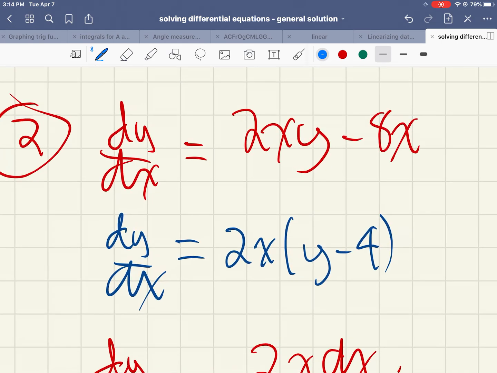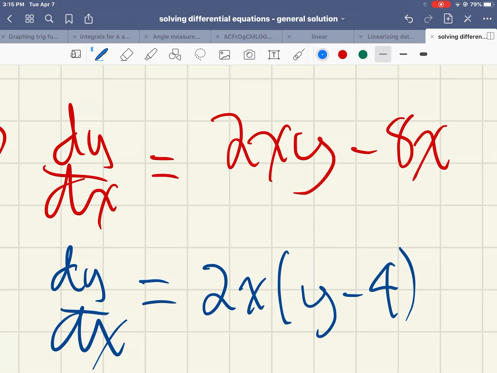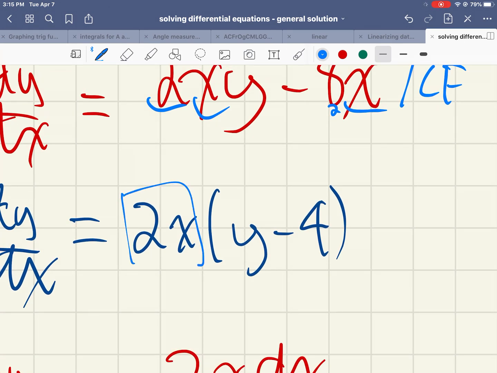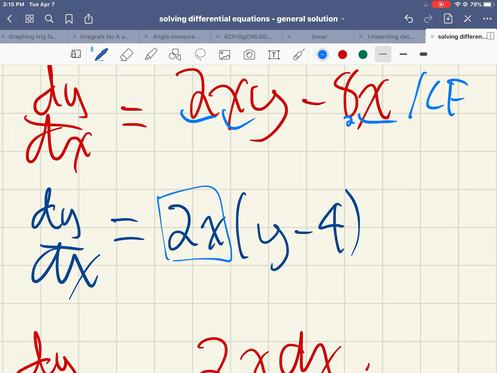dy by dx equals 2xy minus 8x. Again, the hard part here is how do I get all the y's on one side and all the x's on the other? Well, I have to gather the x's together. How do I do that? I do that by factoring. So what I did here is I common factored both sides. What did I common factor? The 2 and the x. So I common factored 2 out of that 8x and 2xy, and I end up with 2x multiplied by y minus 4.